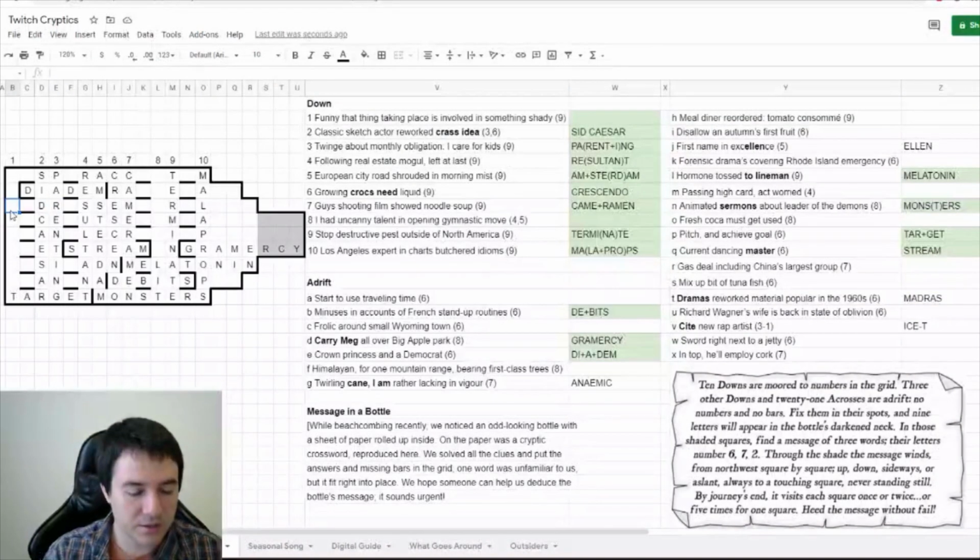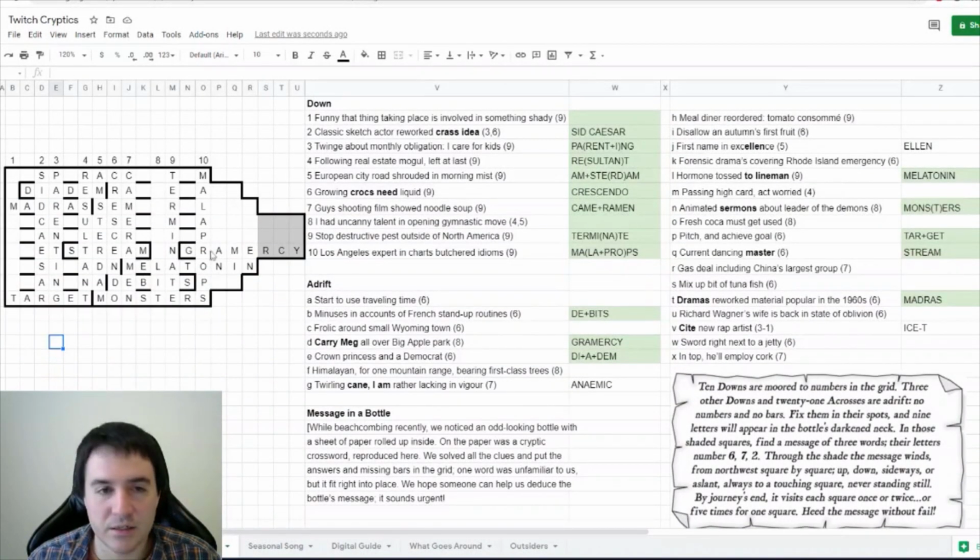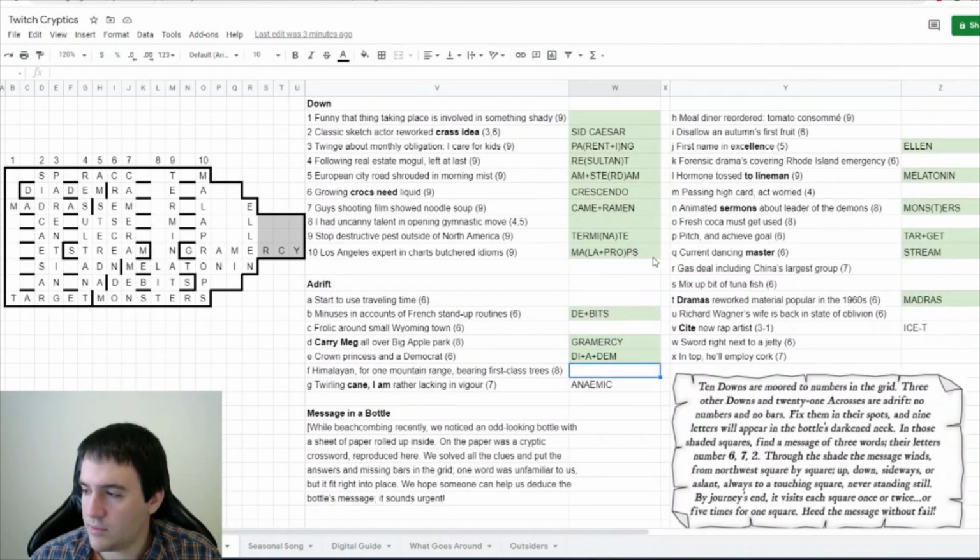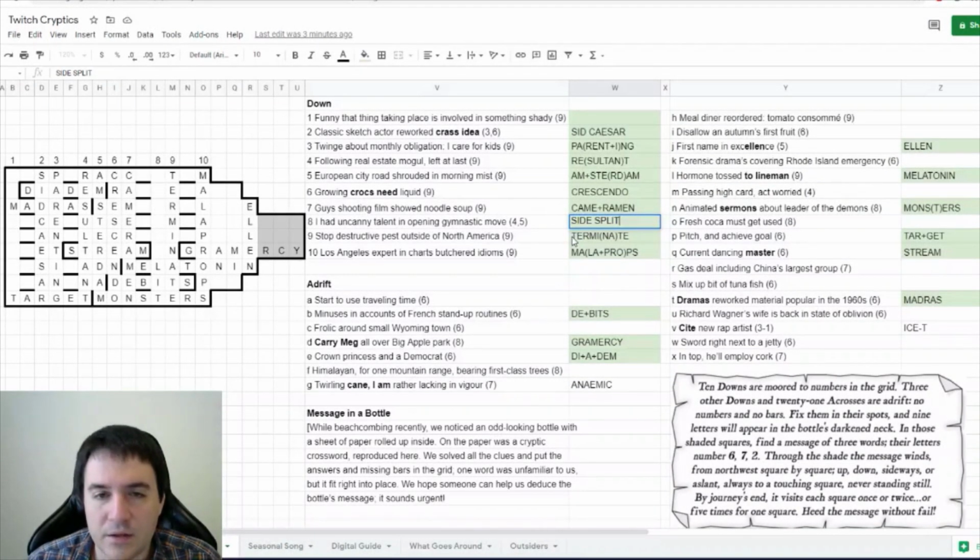I think that's gonna go here. And Joe Man says Ellen could go in the column, yeah. Meanwhile, the rammer says 8 could be side split. So that's probably the uncanny talent in opening. So an opening is a slit. Uncanny talent is ESP. Gives gymnastic move that is side split.